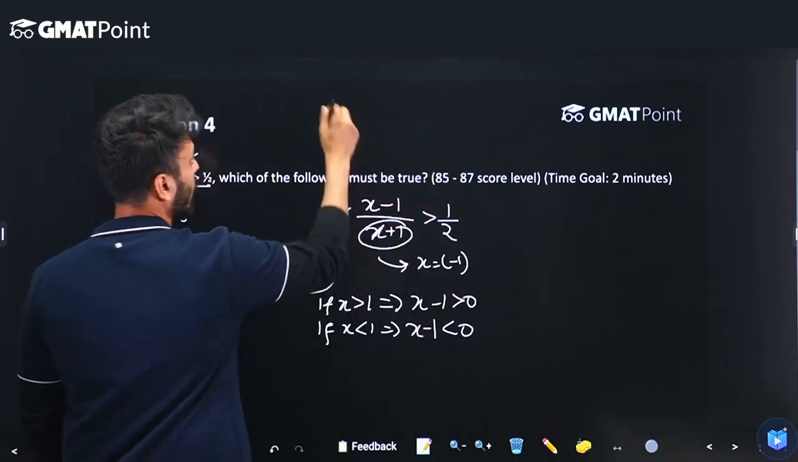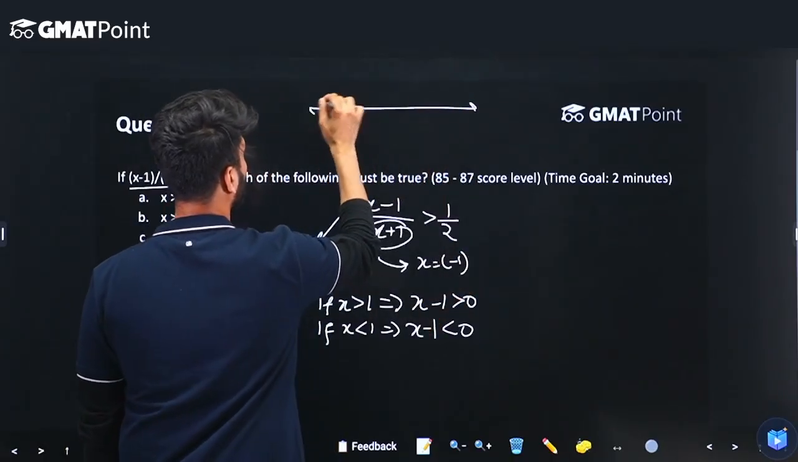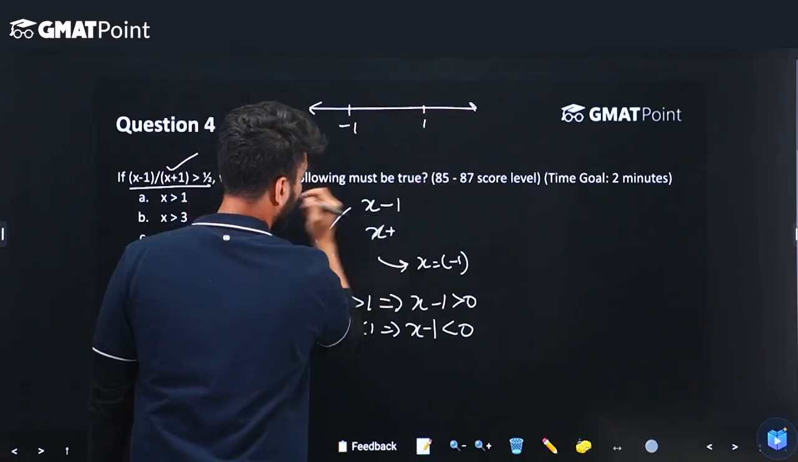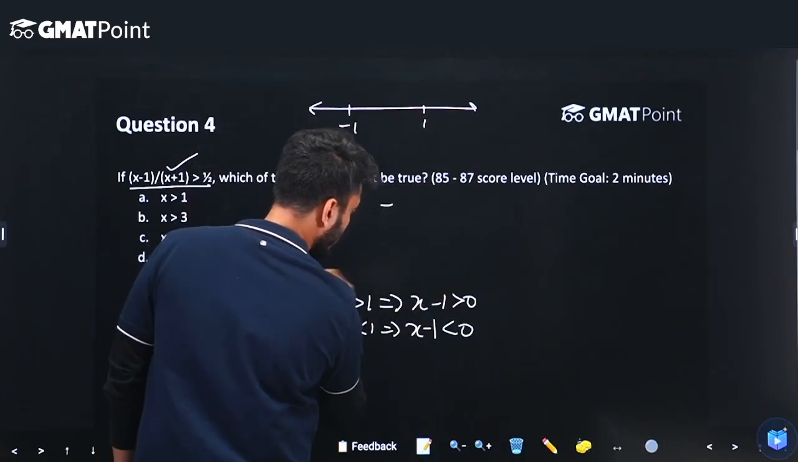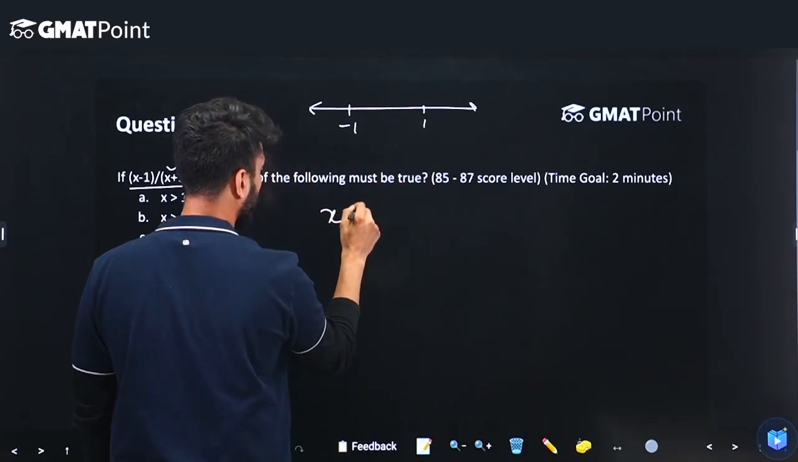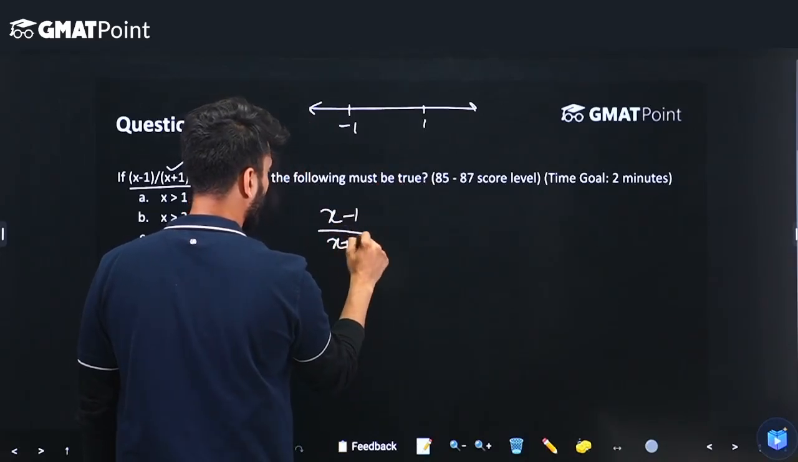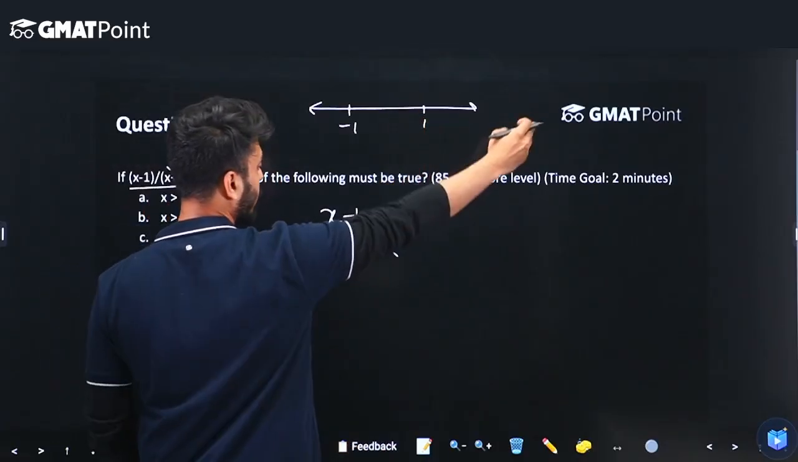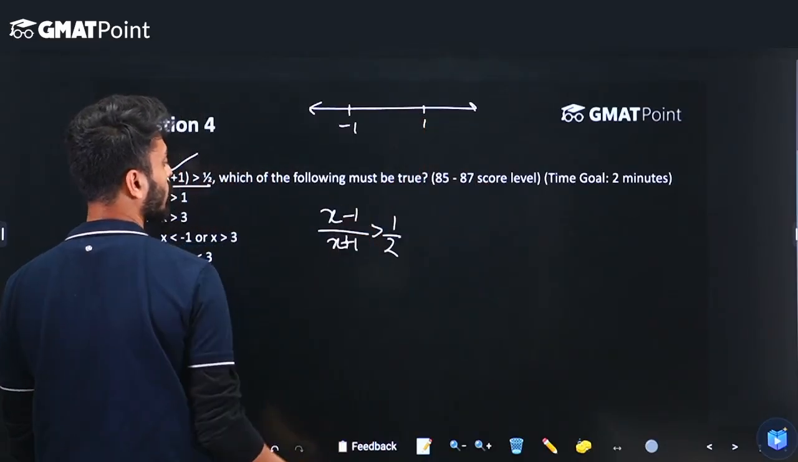So we'll draw a number line just for our reference. You don't have to. You get minus 1 here, you get 1 over here. And let's test this out. But as a general rule of thumb, because they must change signs, a number line is usually very helpful to draw. Now, at x greater than 1, both of these would be positive.